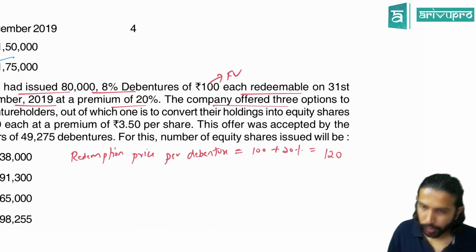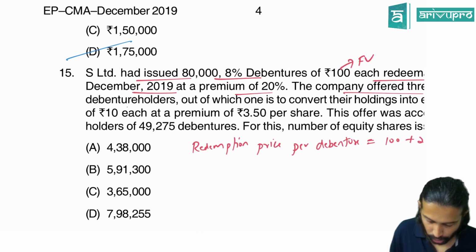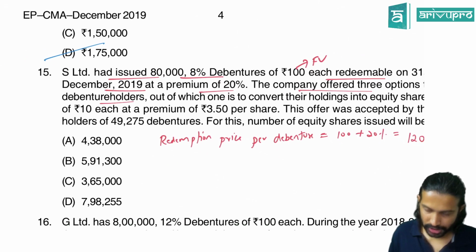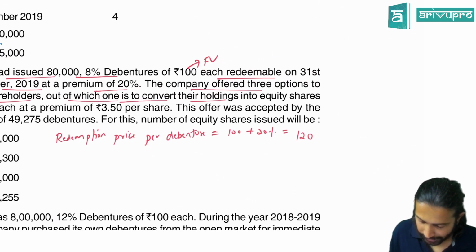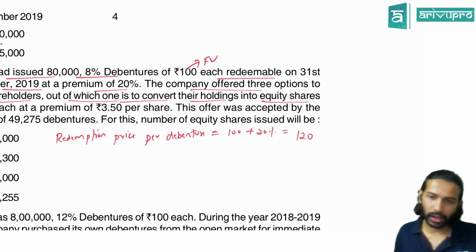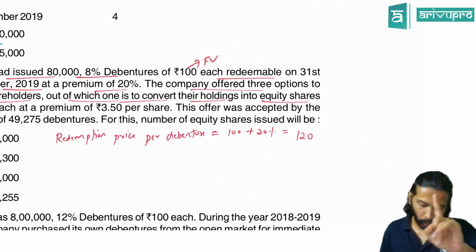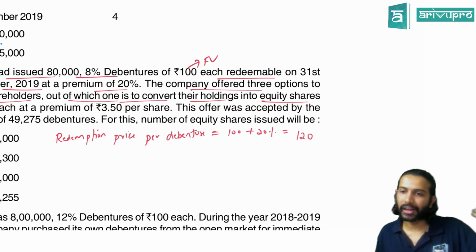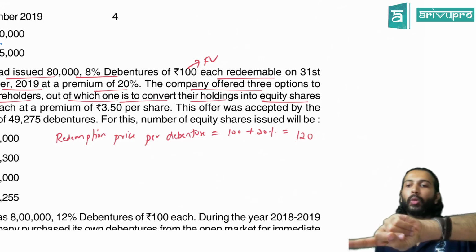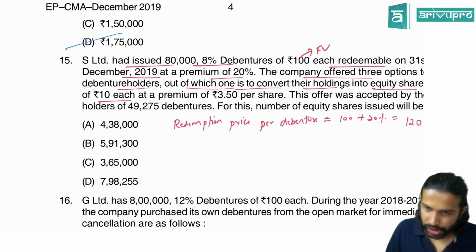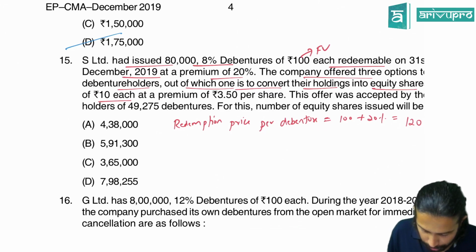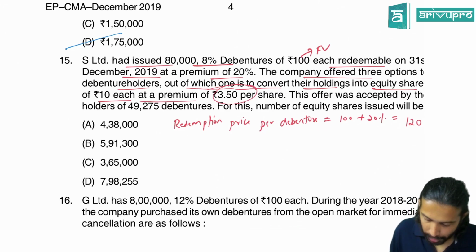The company offered 3 options to the debenture holders. We don't know what the other 2 are, but one option is that the debenture holders can convert their holdings into equity shares of 10 each. The face value of the equity shares is 10 each, but these equity shares will be given at a premium of 3.5 rupees per share. That means the issue price will be 13.5.